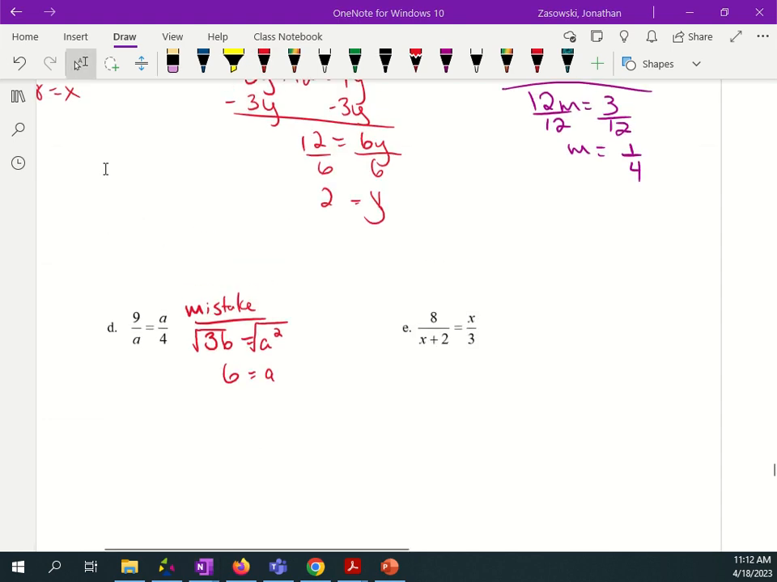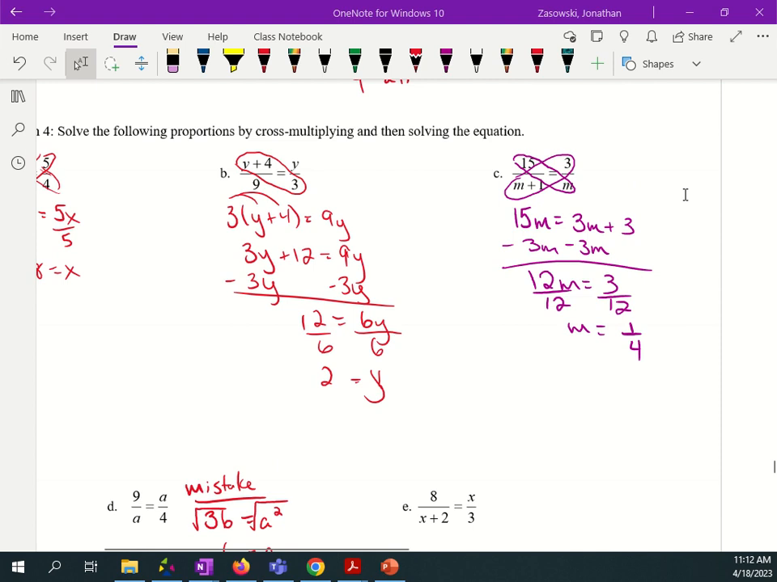Let's take a look at our answers. So for number C, when we distribute through, make sure we distribute the 3 through the m plus 1. And then, once again, there are no like terms to combine, so move the m back over to the other side. Divide by 12, and we should get 1/4 for m. 0.25 works.